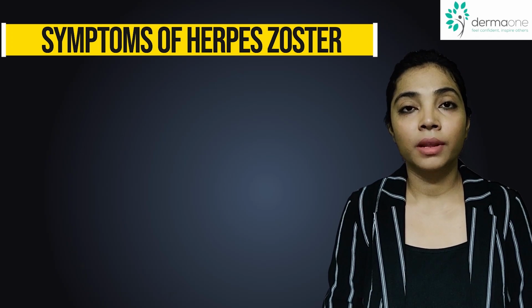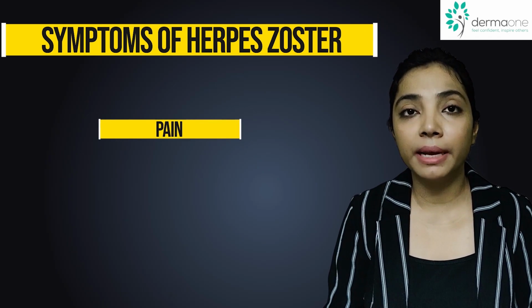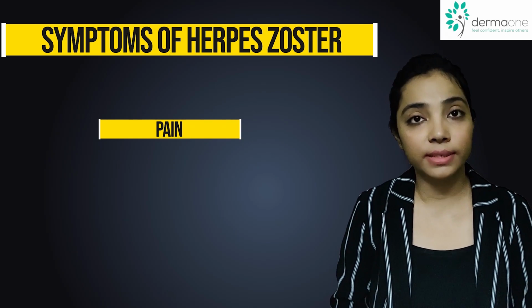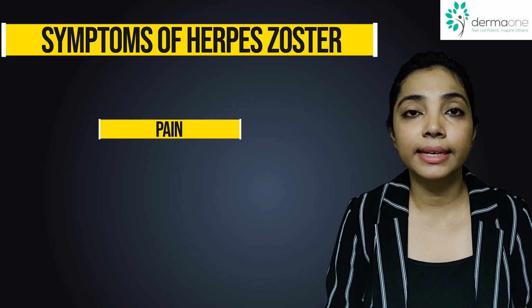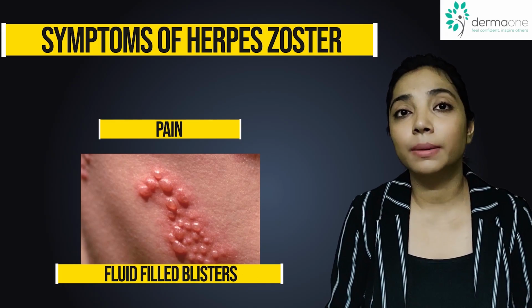Now let us discuss the symptoms of herpes zoster. Herpes zoster usually starts with pain. So initially you will feel pain along the course of the nerve, and also the pain will be there on the area which the nerve supplies. After some time, maybe 2 to 3 days later, you will develop a few fluid-filled blisters in the area which the nerve supplies.